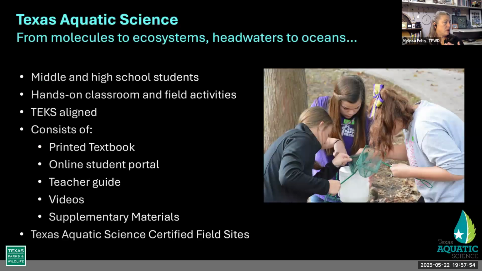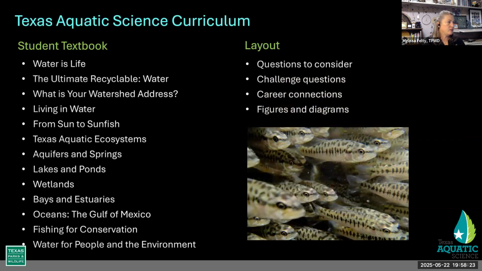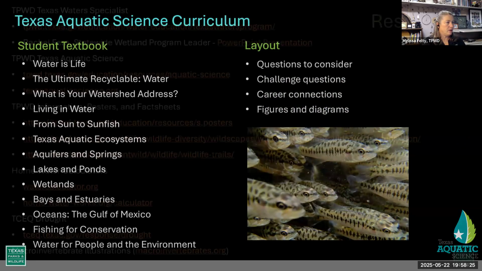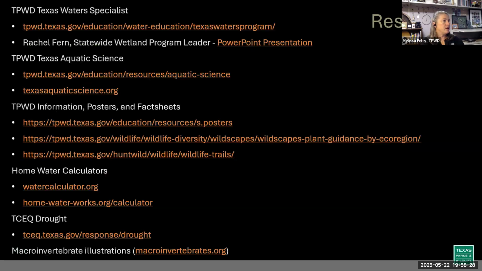I just wanted to talk really quickly about Aquatic Science. It's a middle school, high school curriculum. There's also a student portal. So if you wanted a little bit more background information, this is a lot more high tech, or adult language. Some high school teachers actually use the Texas Waters book instead of the Texas Aquatic Science because they feel the vocabulary is a lot greater. And this is just some of the textbook. And these are the resources.